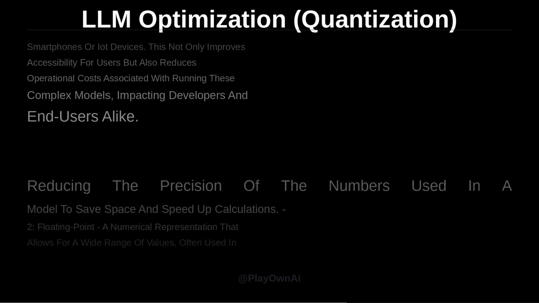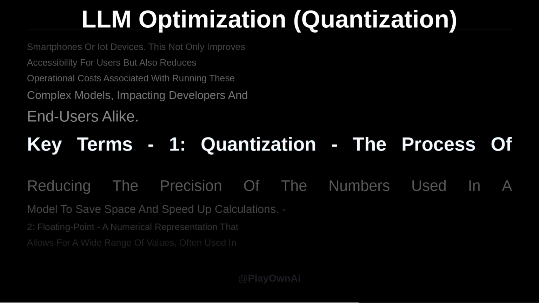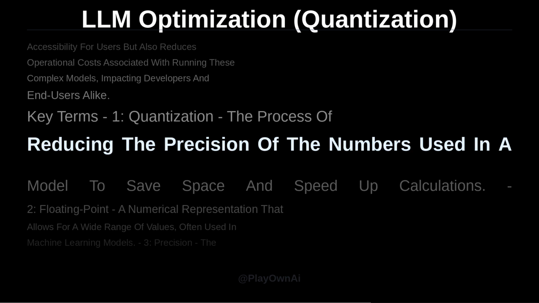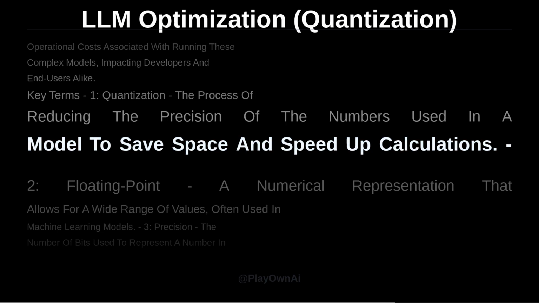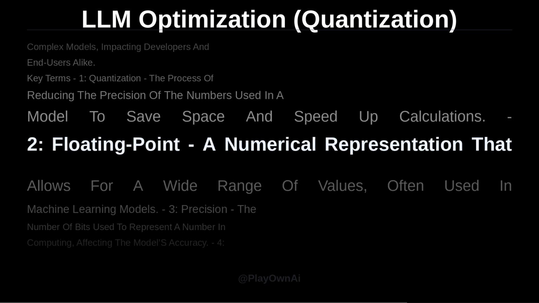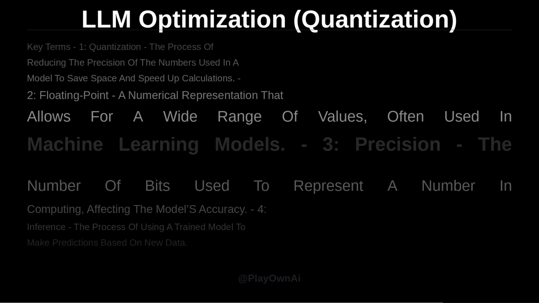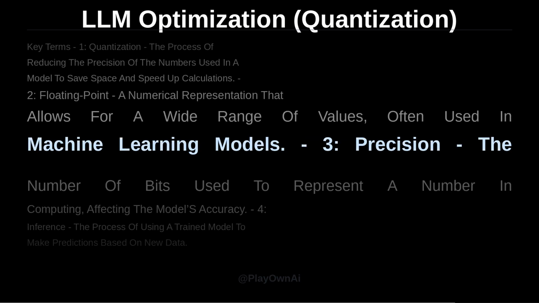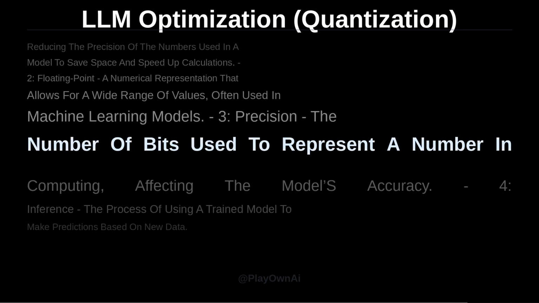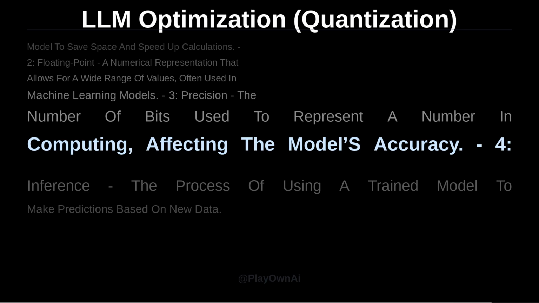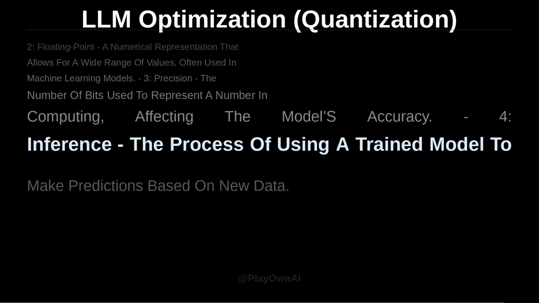Key terms: 1. Quantization. The process of reducing the precision of the numbers used in a model to save space and speed up calculations. 2. Floating point. A numerical representation that allows for a wide range of values, often used in machine learning models. 3. Precision. The number of bits used to represent a number in computing, affecting the model's accuracy. 4. Inference. The process of using a trained model to make predictions based on new data.